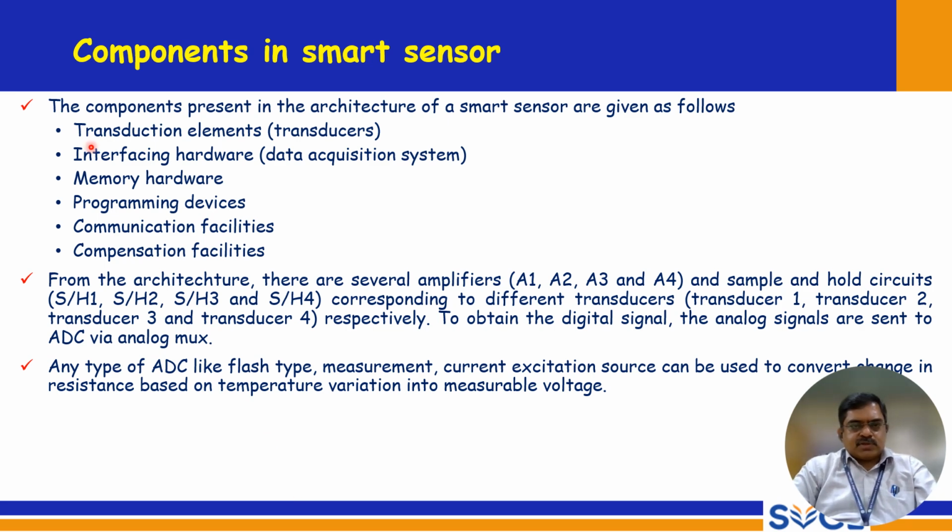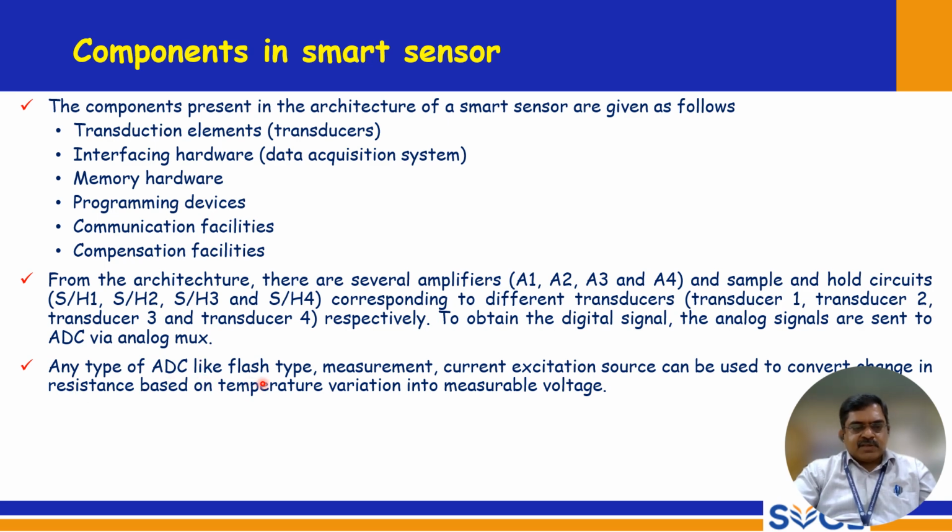So the components present in the architecture of a smart sensor are transduction elements, transducers, interfacing hardware, data acquisition system, memory hardware, programming devices, communication facilities, and compensation facilities. So these are all the components, and we have the architecture. There are several amplifiers and sample and hold circuits corresponding to different transducers respectively. To obtain the digital signal, the analog signals are sent to the ADC via an analog mux, multiplexer.